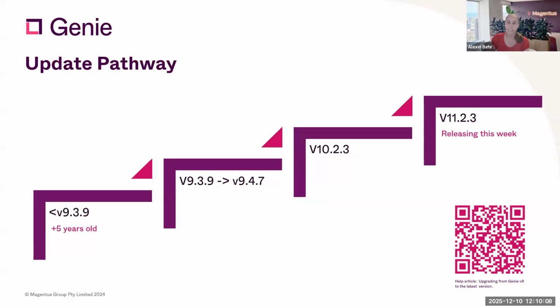If you're on a version earlier than 9.3.9, you're going to need to update to that first. From any versions between 9.3.9 and 9.4.7, you can move straight up to 10.2.3. Then once you're on 10.2.3 or higher, you can jump straight to the most recent release of version 11.